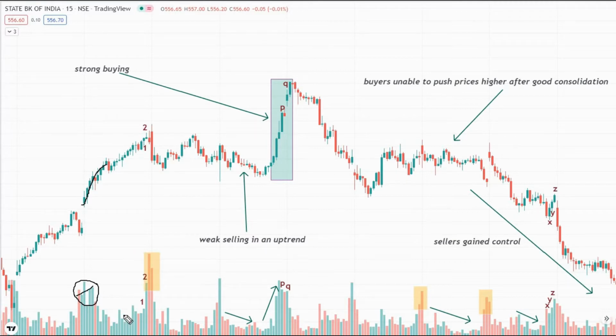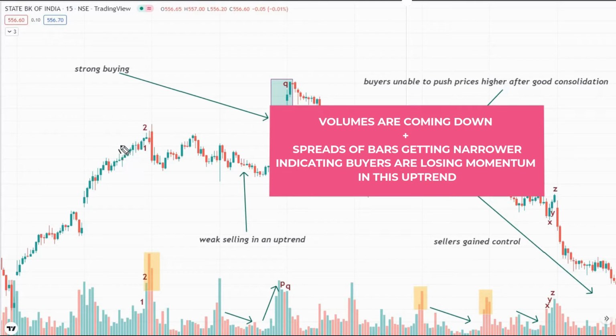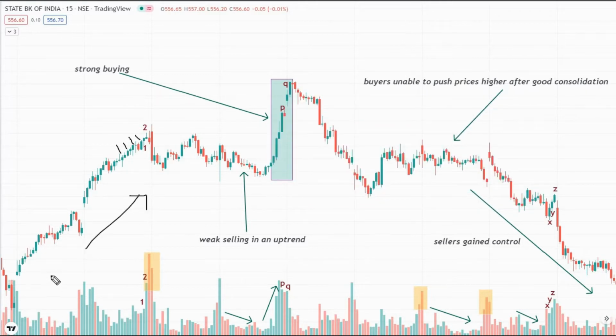Now what is happening here? Although prices are going towards the upside, volumes have significantly come down, and also the spreads of the price bars here are getting narrower. So this is an indication that buyers are losing momentum in this uptrend. Remember, we are in a very strong uptrend.